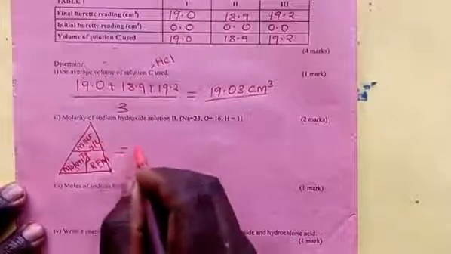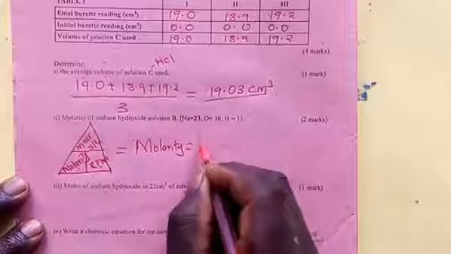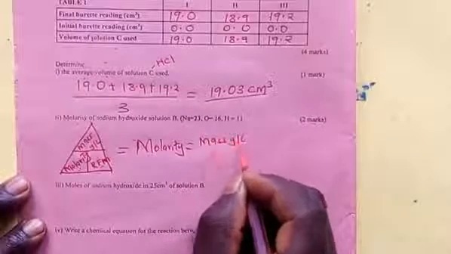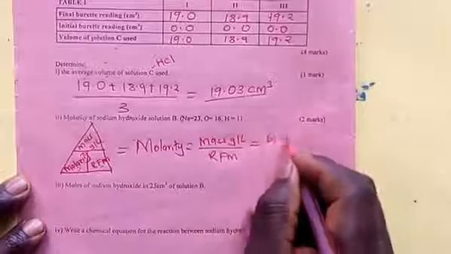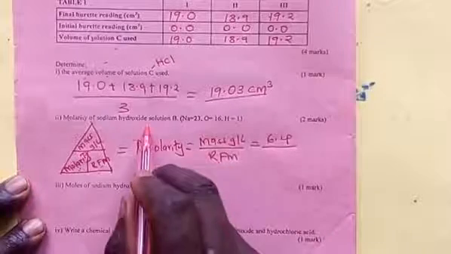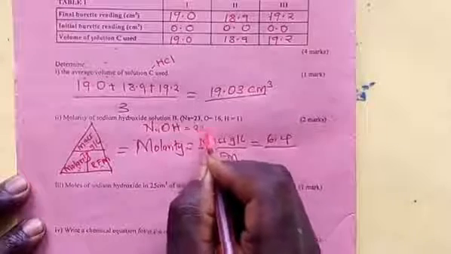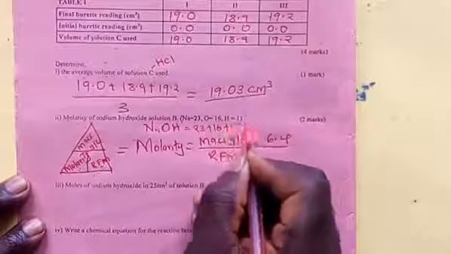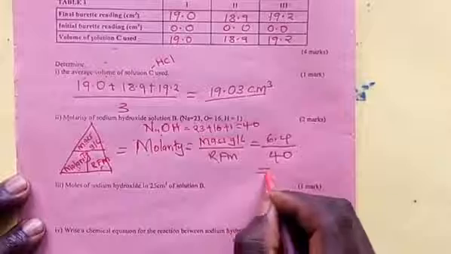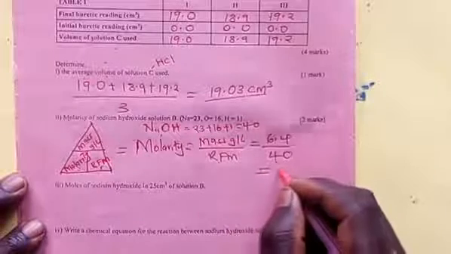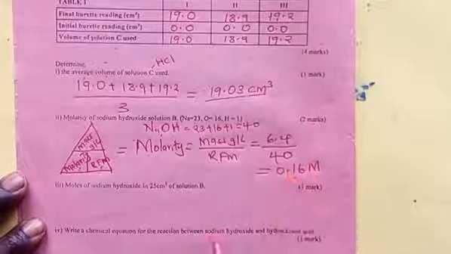So we write that formula: molarity is equal to mass in grams per liter divided by RFM. But we have the mass in grams per liter as 6.4. We have the RFM of sodium hydroxide. Sodium hydroxide is written like this, which is equal to 23 plus 16 plus 1, which is equal to 40. So the RFM, the molar mass of sodium hydroxide, is 40. Now, which gives you 0.16 capital M. Capital M stands for molarity.